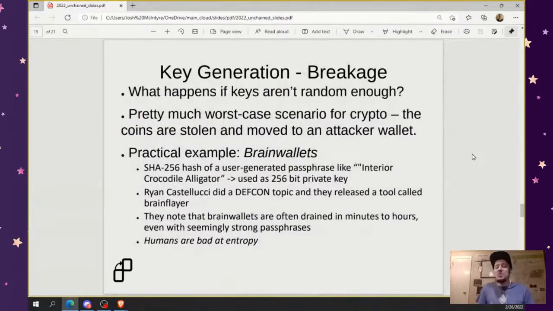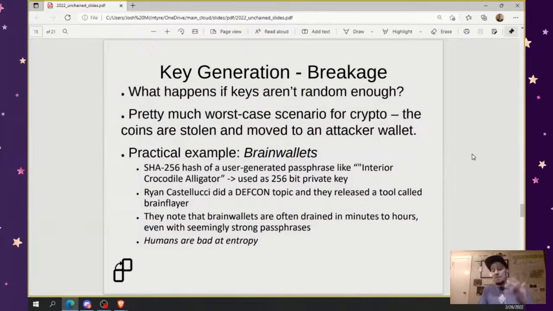So what happens if the keys aren't random enough? The answer is, I think, somewhat obvious: a key that's not random enough is pretty much the worst case scenario for a crypto user. If your key is not strong enough and somebody can guess that key, the attacker can steal your coins. Because at the end of the day, anybody that has your seed phrase or your private keys controls those coins as much as you do. So one of you is going to move them first, either you or the attacker.